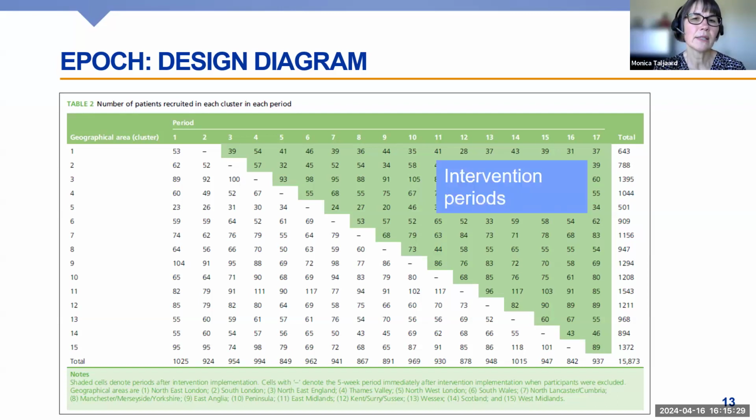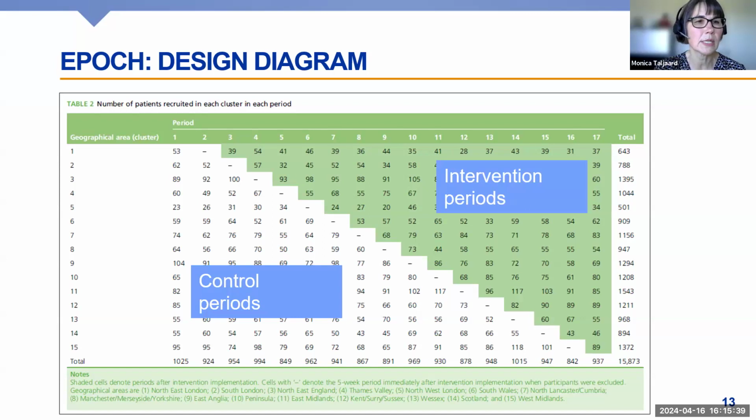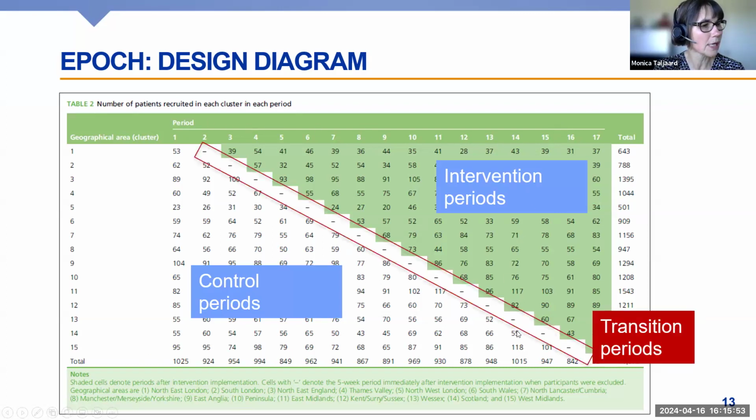And so here, the shaded periods are when the hospitals were in the intervention condition. The unshaded is when they were in the control periods. And you can see each of these periods is of 5-week duration. And there were 17 periods rather than the 16 we would have expected, because they also allowed for this transition period, right? So there was the one 5-week period in which they allowed the quality improvement program to be implemented.